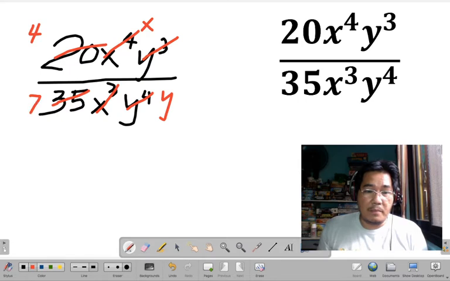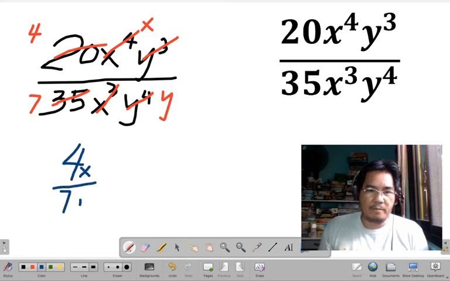Oh, I still remember my math. And then you can write your answer. Finally, it would be 4x over 7y. And that's the final answer.